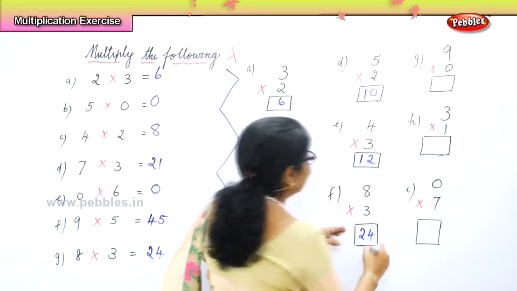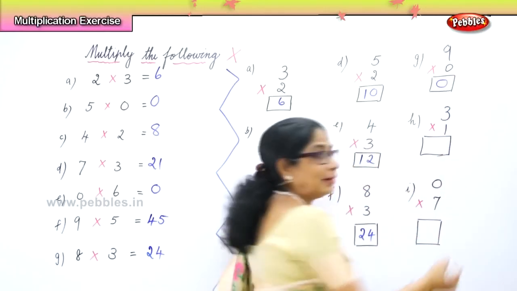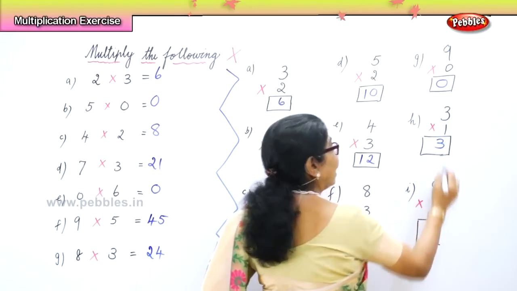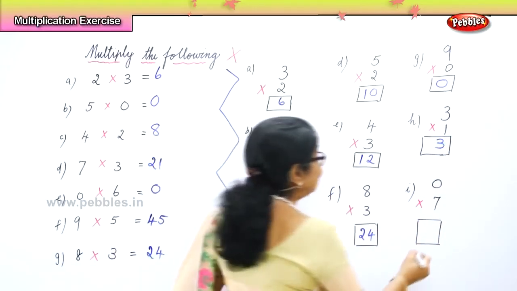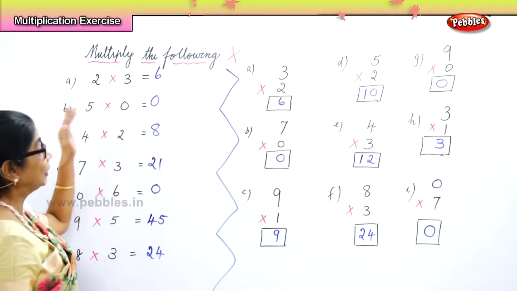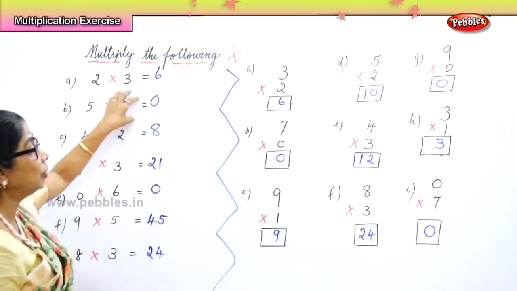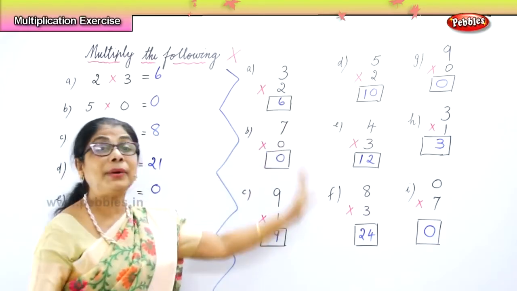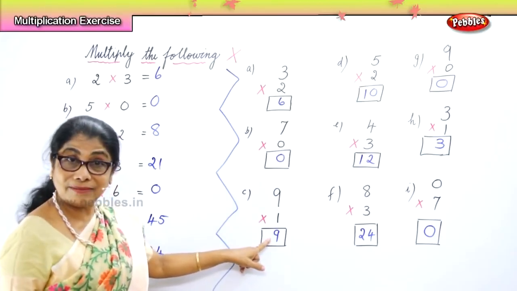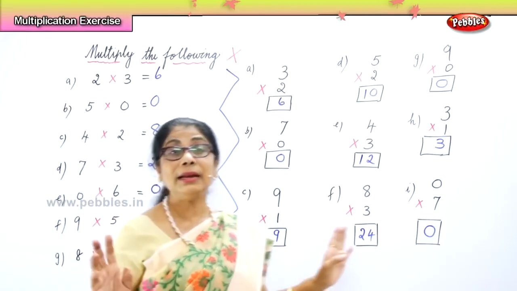Very good. Next, 9 into 0 is 0. Good. 3 into 1 is 3 itself. And 0 into 7 is 0. So we learned the simple multiplication, whether horizontal or vertical. Any number into 0, or any 0 into the number, gives you 0 itself. Any number into 1 is the number itself. Okay? 1 into 9 or 9 into 1, all single number 9.